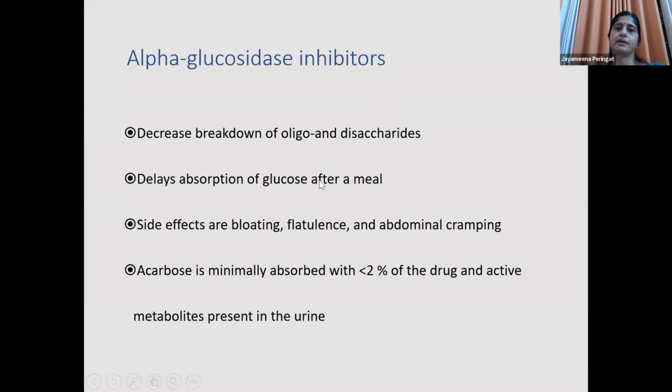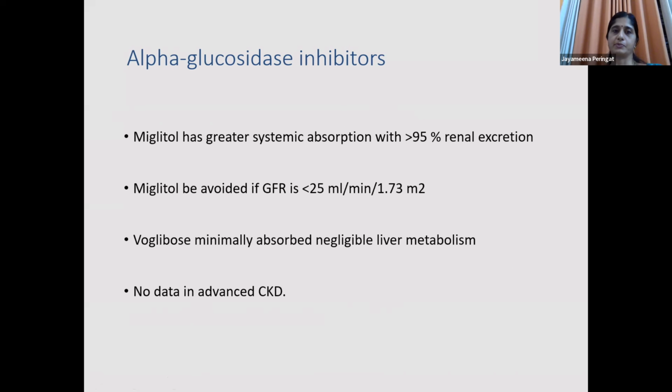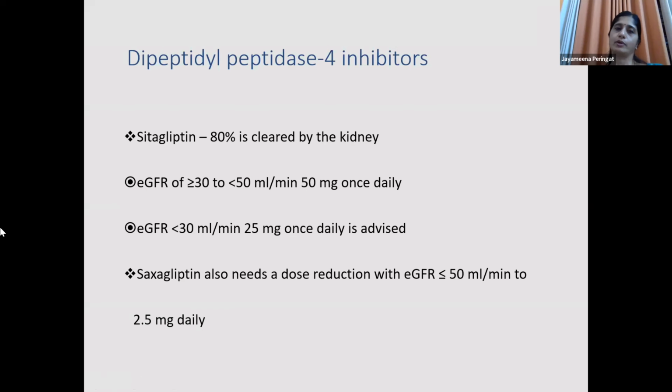Alpha-glucosidase inhibitors, basically acarbose, is minimally absorbed from the GI tract, less than 10% of the drug, and active metabolites are present in urine. So it can be used, but miglitol should be avoided because it undergoes systemic absorption and 95% renal clearance. Voglibose is minimally absorbed with negligible liver metabolism, but there's no data in advanced CKD. DPP-4: sitagliptin is 80% cleared by the kidney, so dosage adjustment should be made according to the GFR.